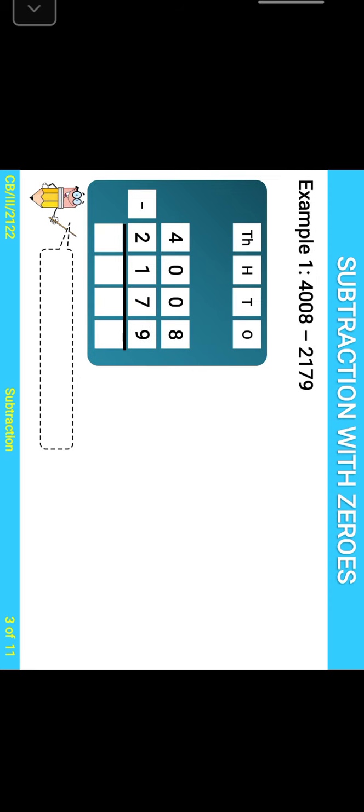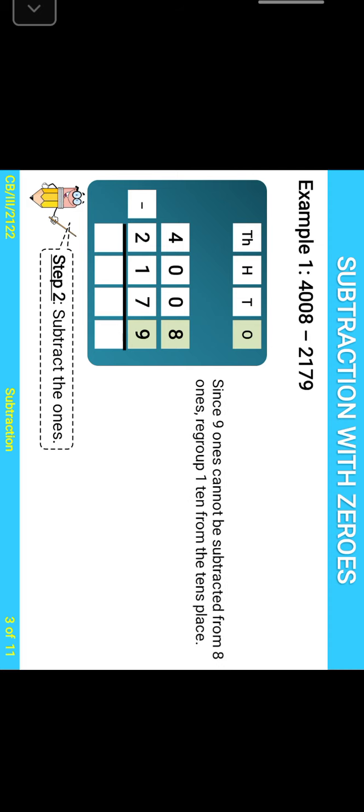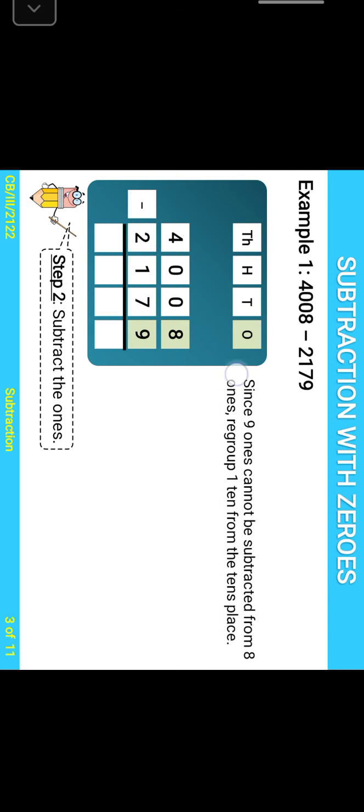Now first, what do you have to do? As per the rule you have to start the subtraction from the ones place. Here at the ones place there are 8 and 9. So you have to subtract 9 from 8. But 9 ones cannot be subtracted from 8 ones. You know that 8 is smaller than 9, so you cannot subtract them.